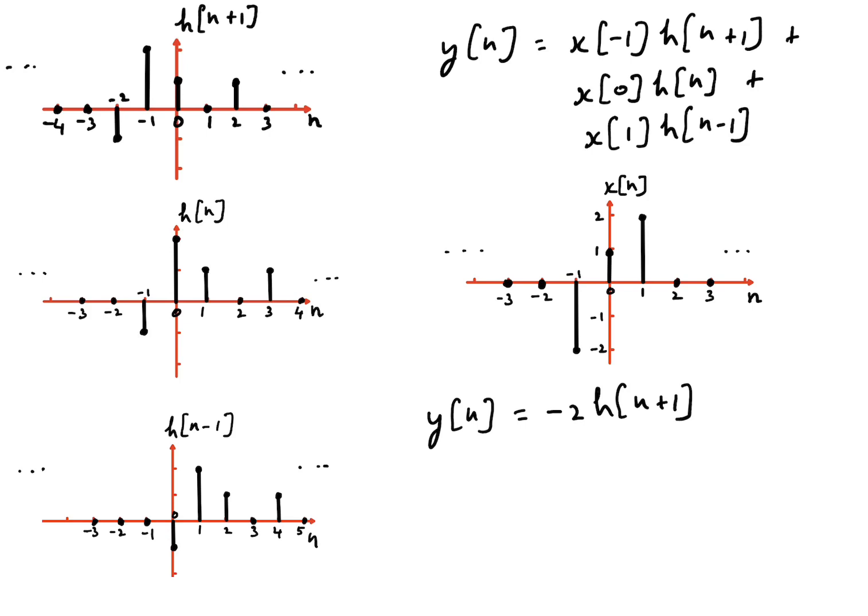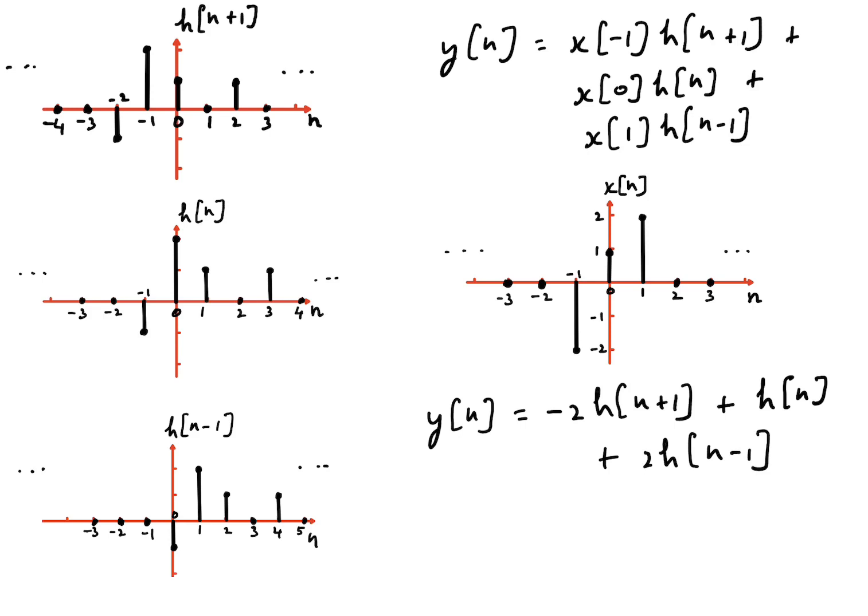plus 1, because x of minus 1 is this value, which is having a value of minus 2, plus x of 0 is 1, 1 times h of n, so it is simply h of n, plus x of 1. X of 1 is having a value of 2, which is this one, so it's 2 times h of n minus 1.